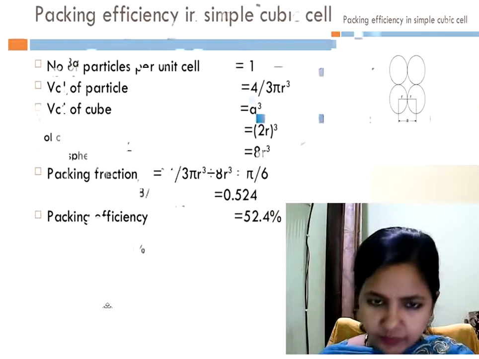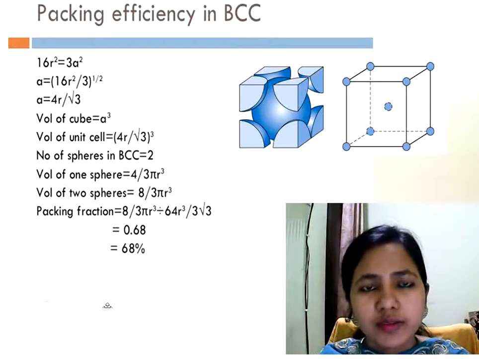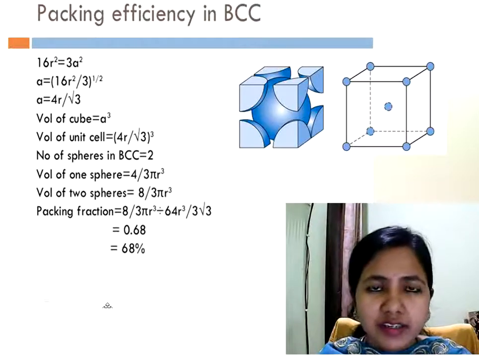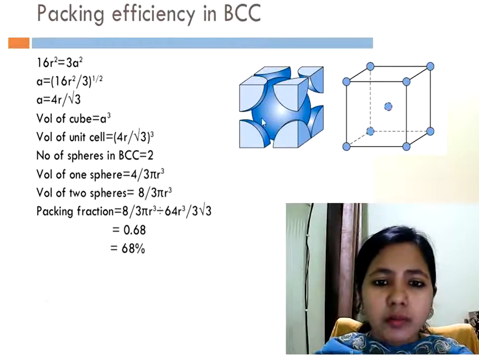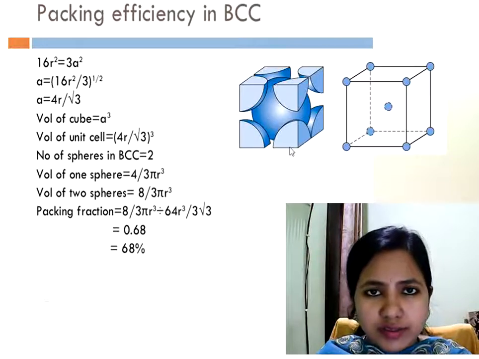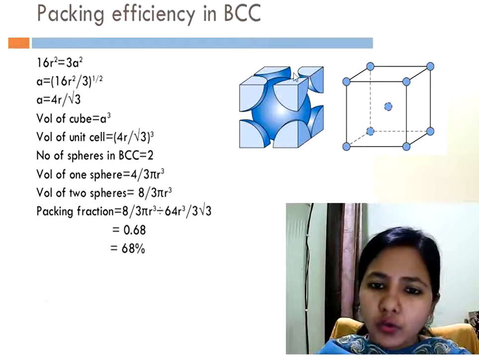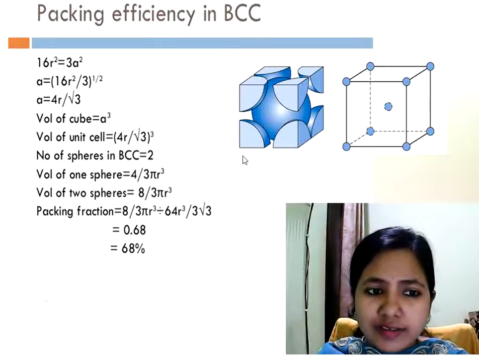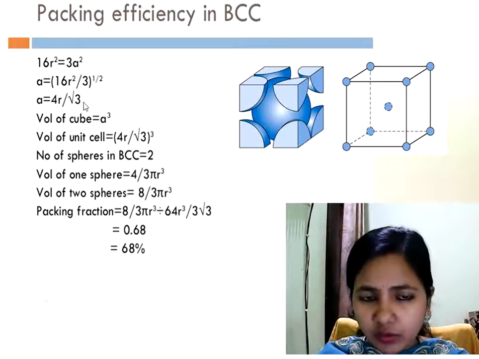Now the next one, packing efficiency in BCC structure. Again see the structure of BCC. 8 atoms are present at the corners and 1 atom is present at the center of the unit cell, which is called the body atom. Now first we have to know the number of atoms in a body centered cell. It is equal to 2. Now volume of the cube, again it is a cube, and what is the relation between the edge length and the radius? It's given here, a is equal to 4r by root 3. Just now we have calculated it for BCC.